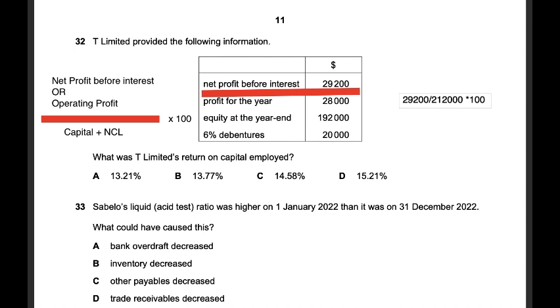Essentially, the answer should be 14.5. But let me just check again. 29200 divided by 212,000 into 100. 13.77%. That is option B.